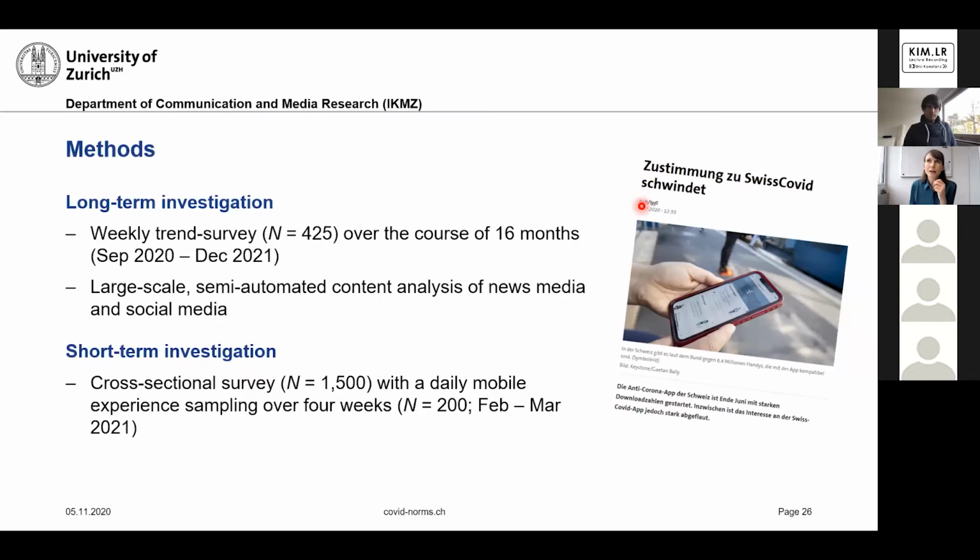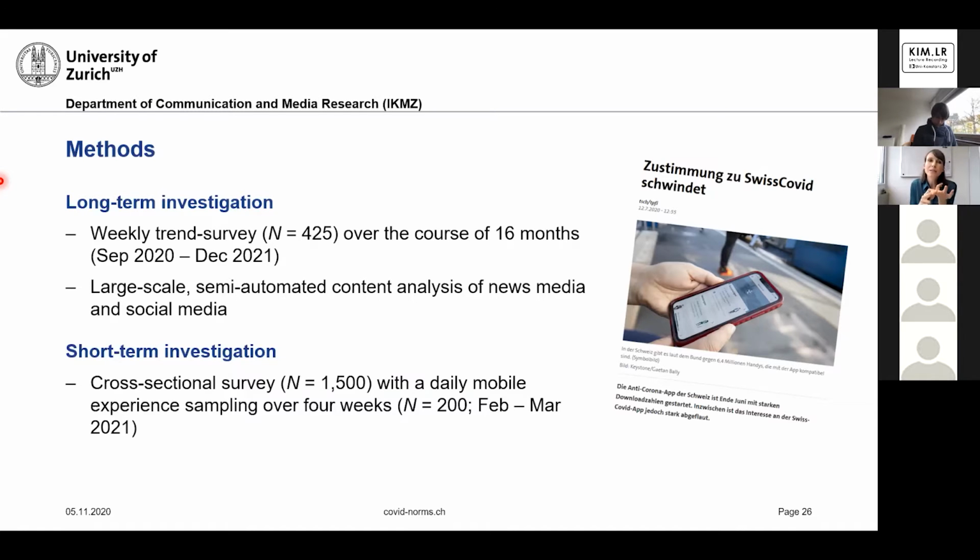To address these long-term dynamics and the rather short-term dynamics, we apply different methods. For the long-term investigation, we run a weekly trend survey that has already started with the beginning of September, and that will run over the course of 16 months. So every week we ask a quota sample of about 425 Swiss about their protection behaviors and about their attitudes towards these protection behaviors, like wearing a face mask, social distancing, and using the tracing app.